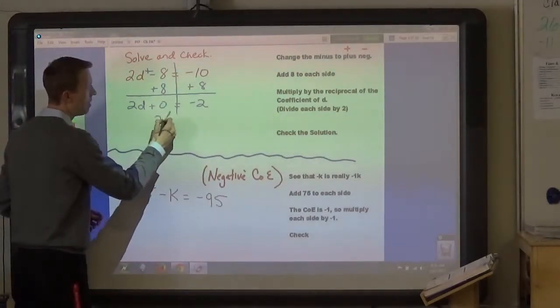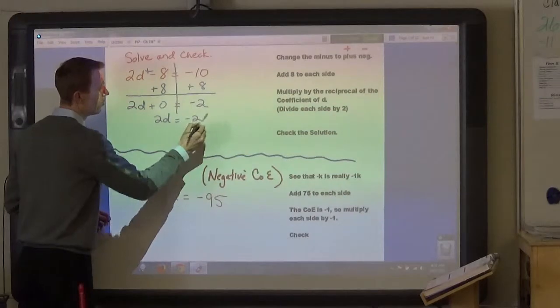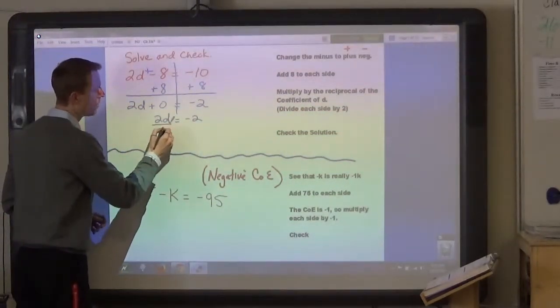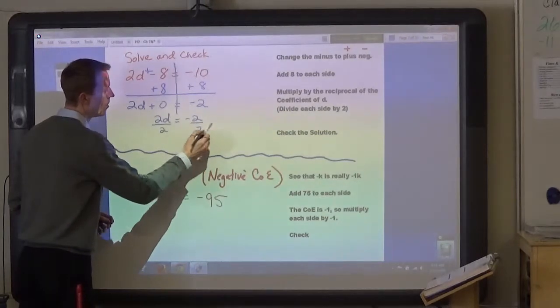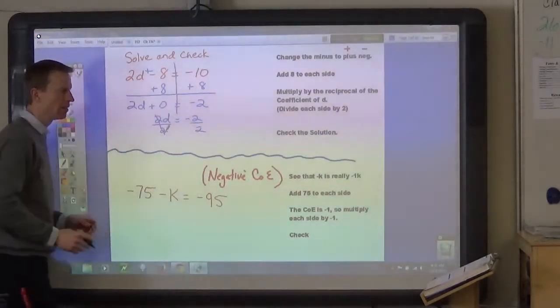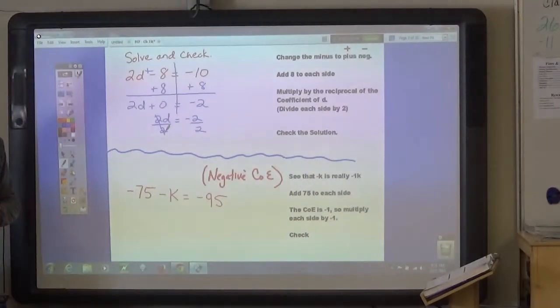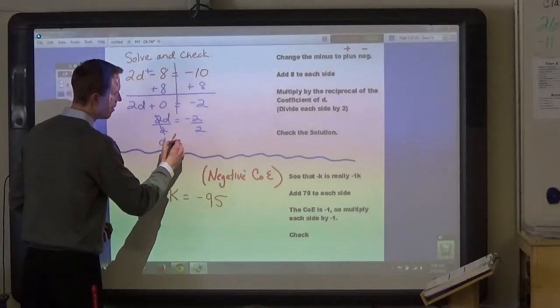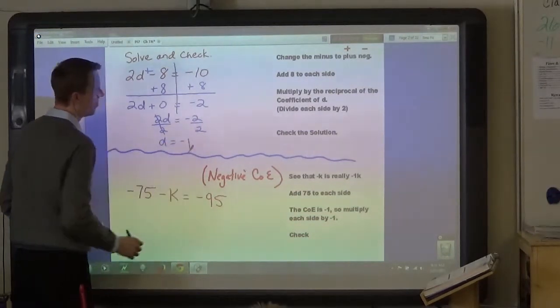That means 2d equals -2. And you can divide both sides by 2. Cross out the reciprocals. Always cross out the reciprocals. Okay? So that leaves us with d equals -1.